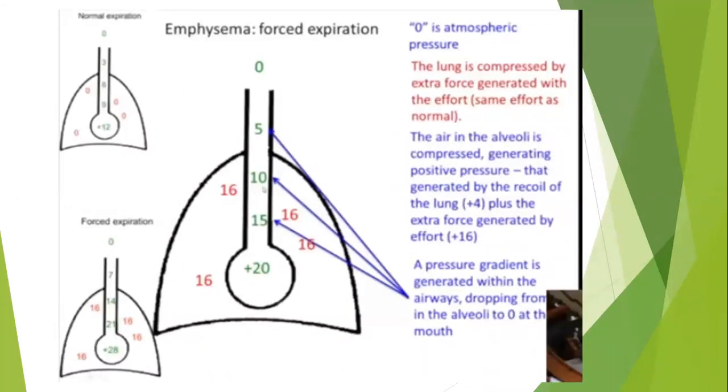What happens in emphysema during forced expiration is that there is no elastic recoil, so the intra-alveolar pressure remains less. Earlier, in a normal lung, if you look at the bottom left corner, the gradient is 7 to 28. But in an emphysematous patient, it's only 5 to 20. This is because of the loss of elastic recoil in the lung. The difference is 10 minus 16 here, and 15 minus 16 here.